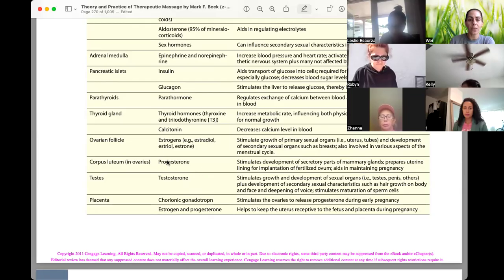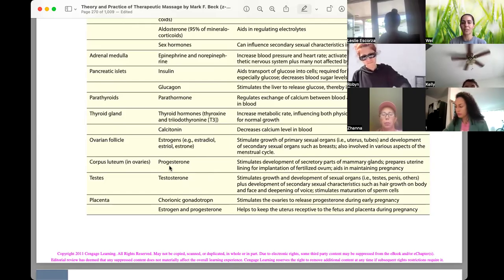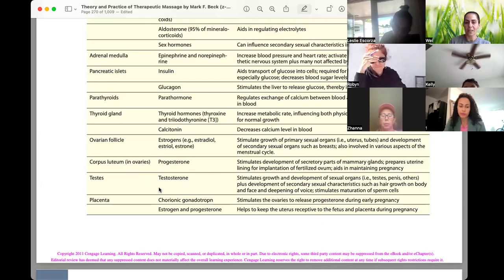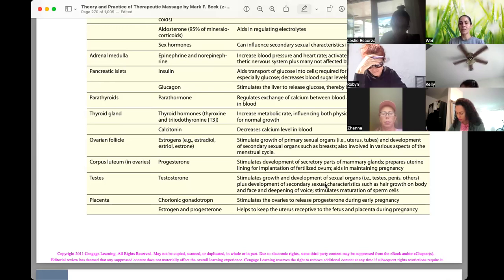And in the ovaries, you also have progesterone. So you have two. That stimulates the secretion of the mammary gland, preparing the uterus lining for implantation, preparing for the ovum, which is for the pregnancy, and to maintain the pregnancy. So the ovaries have estrogen and progesterone, and the testes have testosterone, which makes the male male, plus secondary characteristics like the hair, the deep voice, and sperm maturation.